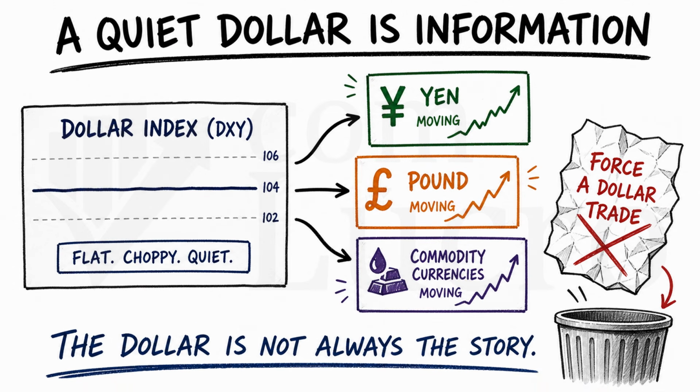If the index is flat and chopping sideways, that's information too, and it's the information most people throw away. A quiet dollar means the dollar isn't the story today, so stop forcing dollar pairs. Something else is moving. Maybe the yen, maybe the pound, maybe the commodity currencies, and you're staring at the wrong chart simply because it's the one you always stare at.